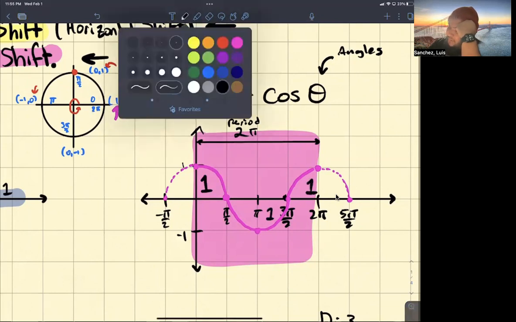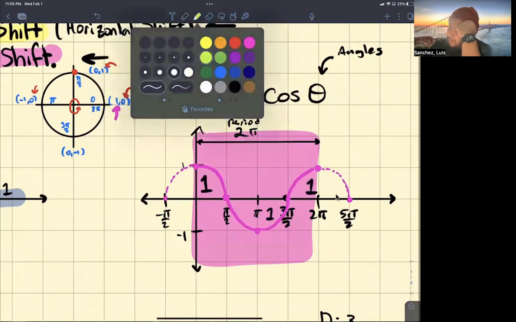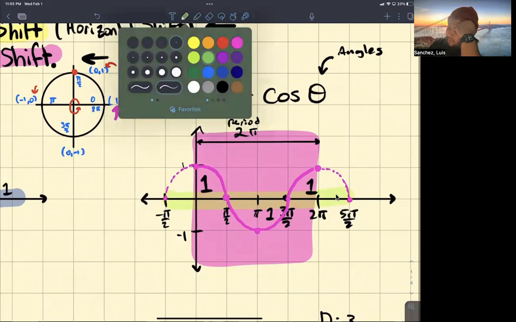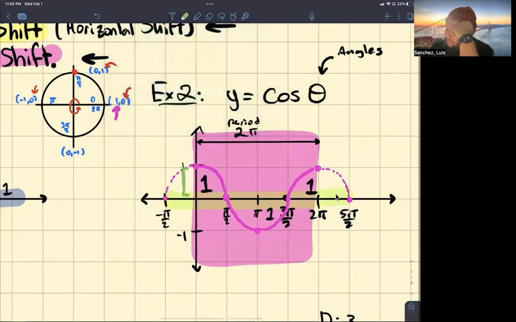Cosine also has a midline, and that midline is 0. However, for cosine, we're gonna start at our amplitude, then we go to 0, and then we go down our amplitude. Right? So we start 1 up, go to 0, go 1 down, go back to 0, and then 1 up again. That's how you draw cosine.